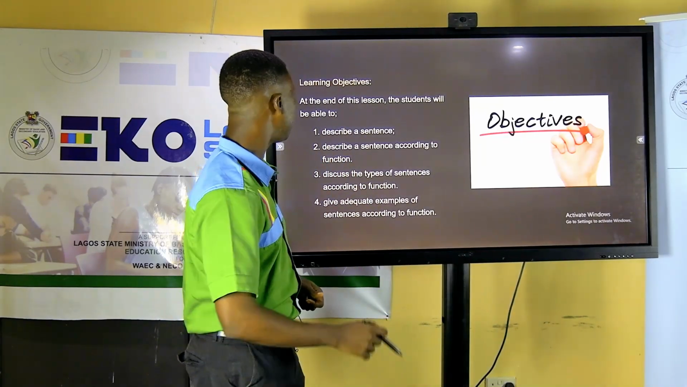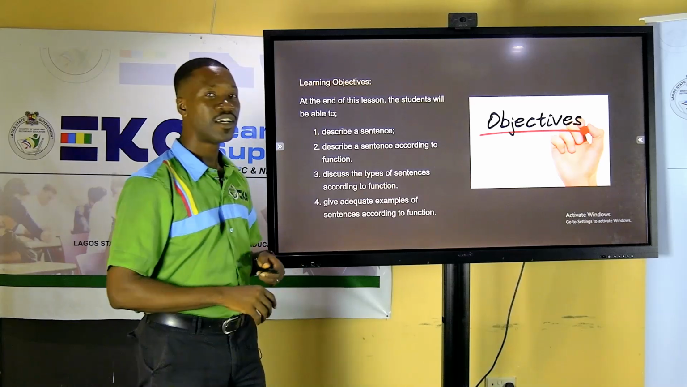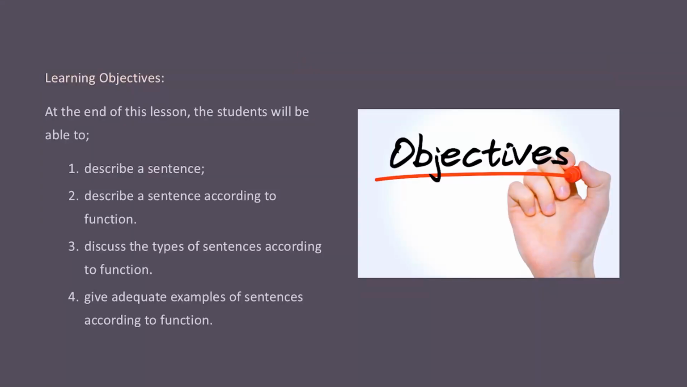Our learning objective. At the end of this lesson, students will be able to: 1. Describe what a sentence is. 2. Describe a sentence according to function. 3. Discuss the types of sentences according to function and give adequate examples of sentences according to function.